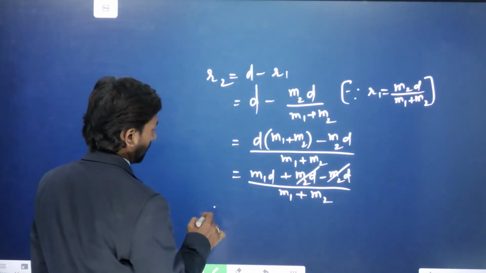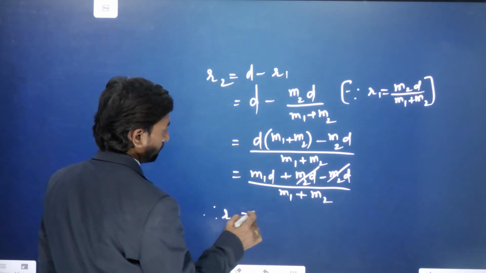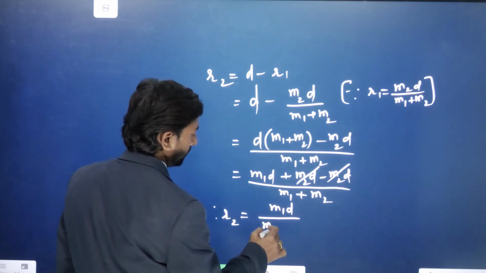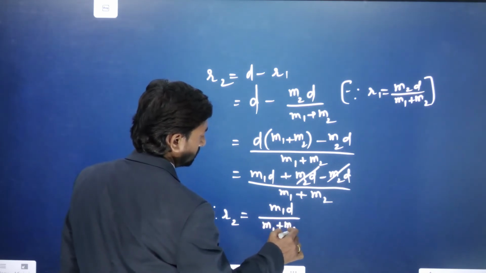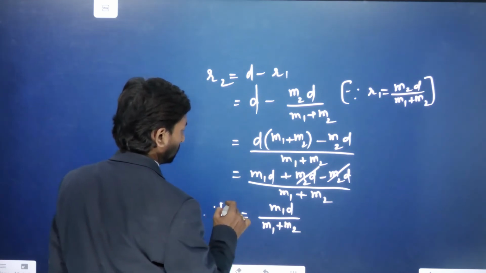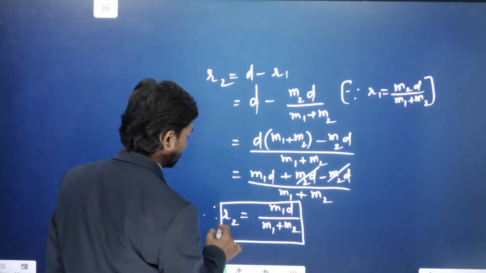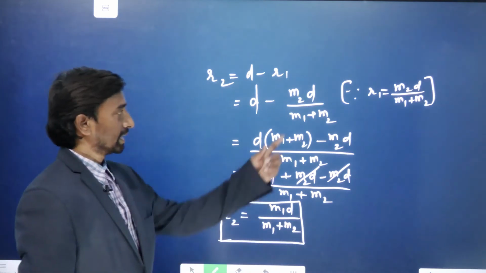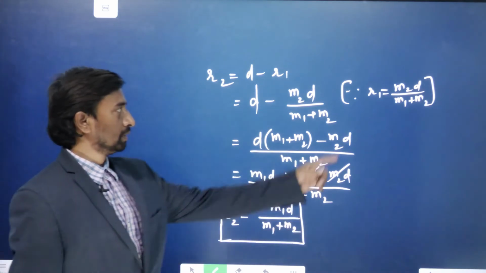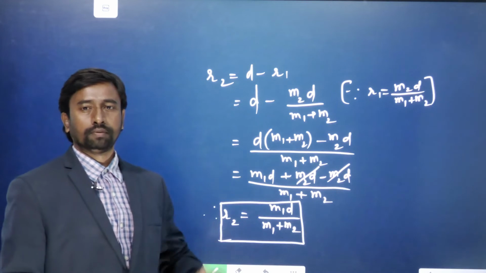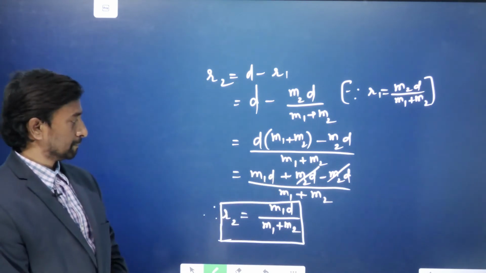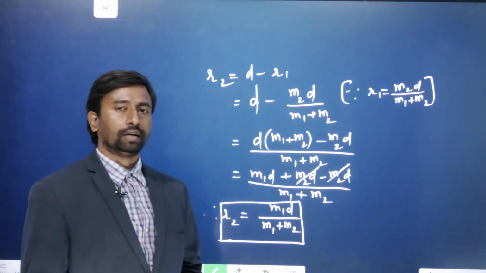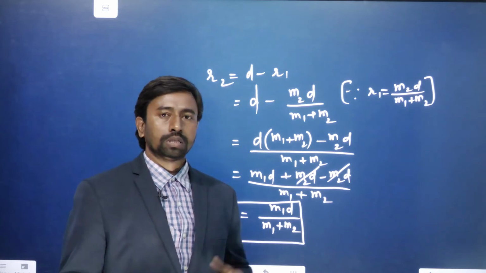So that we will get here r2 is equals to m1d whole divided by m1 plus m2. So this is the position of the center of mass from the second particle, and r1 will be the position of the center of mass from the first particle. So these are the formulas. By using these formulas, we can find out the center of mass of the system of two particles.